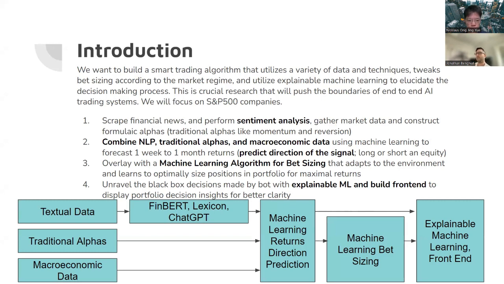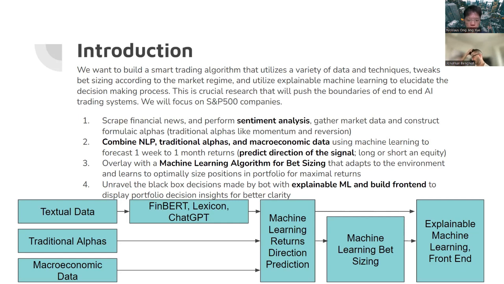First, we scrape financial news, perform sentiment analysis, gather market data, and construct formulaic alphas. By formulaic alphas, we mean traditional alphas like momentum and reversion. We also combine these NLP signals and traditional alphas together with macroeconomic data, using machine learning to forecast 1 week to 1 month returns.